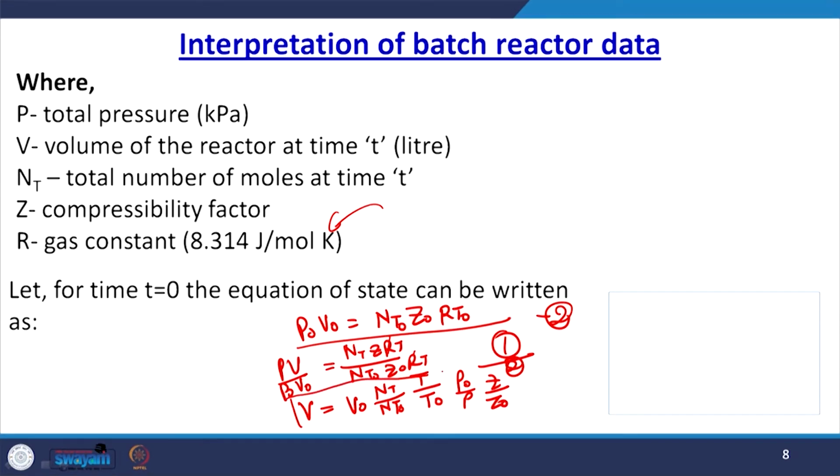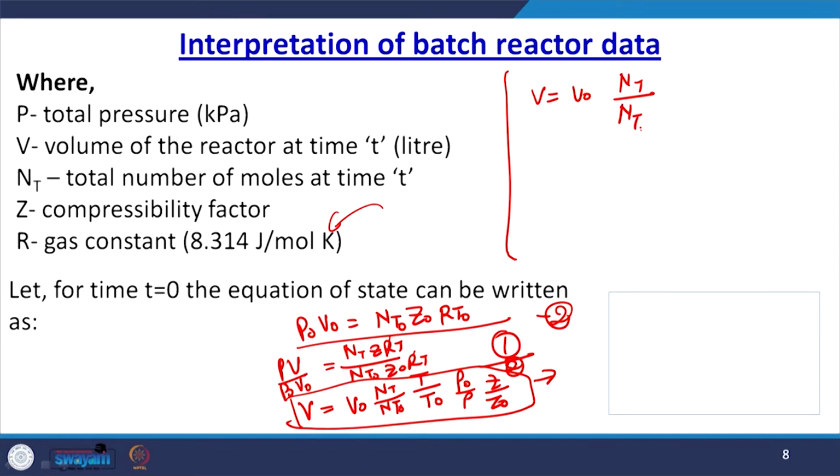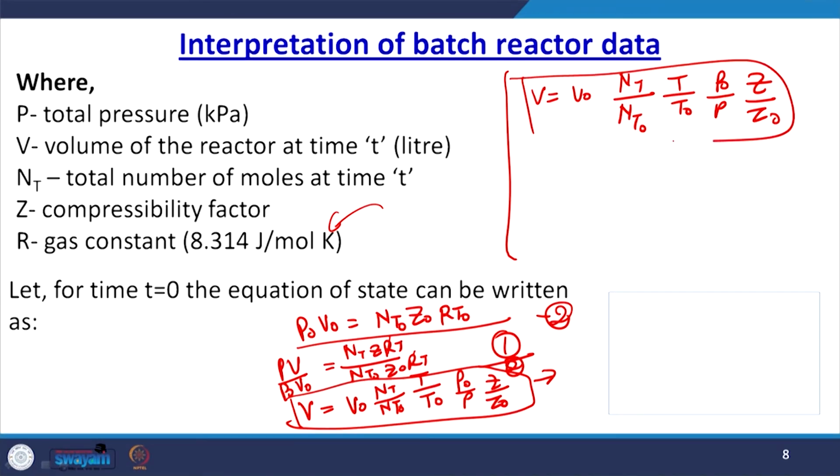So, this is the generalized equation. To write more clearly, it can be represented as V naught NT upon NT naught, T upon T naught, the final temperature upon the initial temperature, P naught upon P, Z upon Z naught. Let us refer to this as equation number 3.